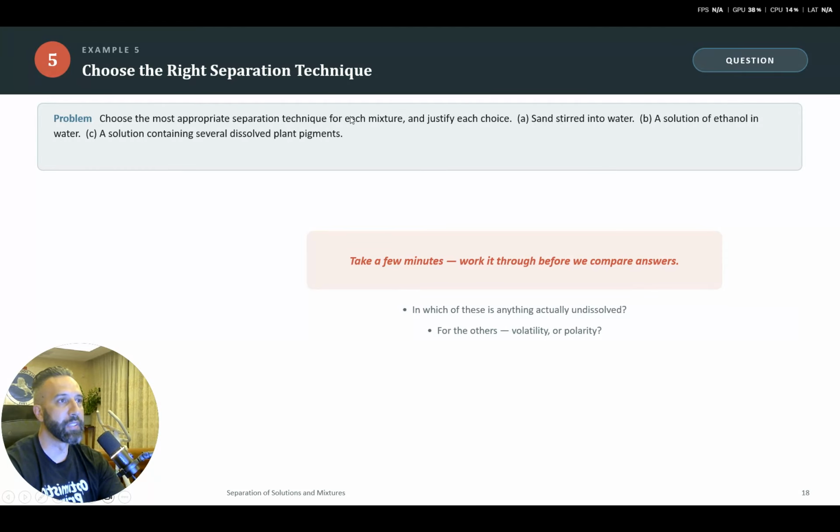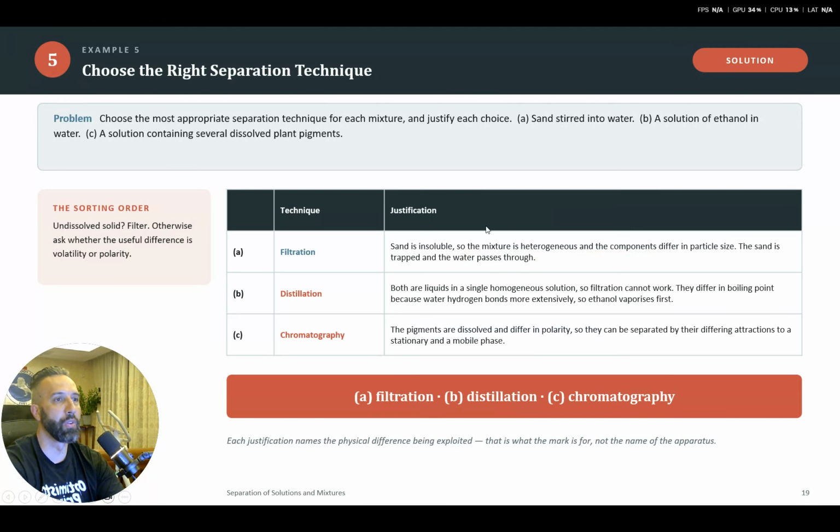Most appropriate technique for all these. So sand stirred into water, of course, filtration: quick, easy, cheap. Solution of ethanol in water, as we said, so two miscible liquids with different boiling points. So yeah, distillation. And pigment: as soon as it says pigment, I'm just going to say chromatography.